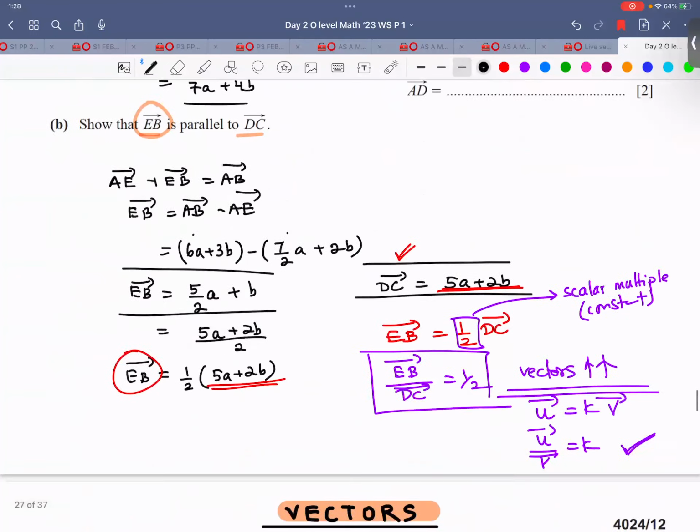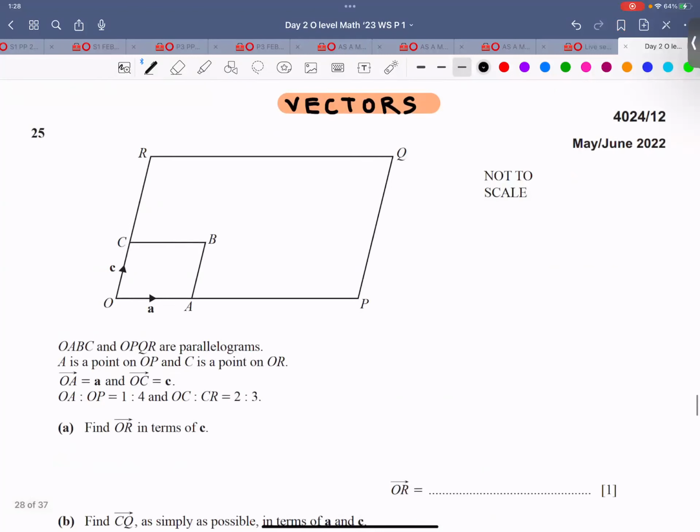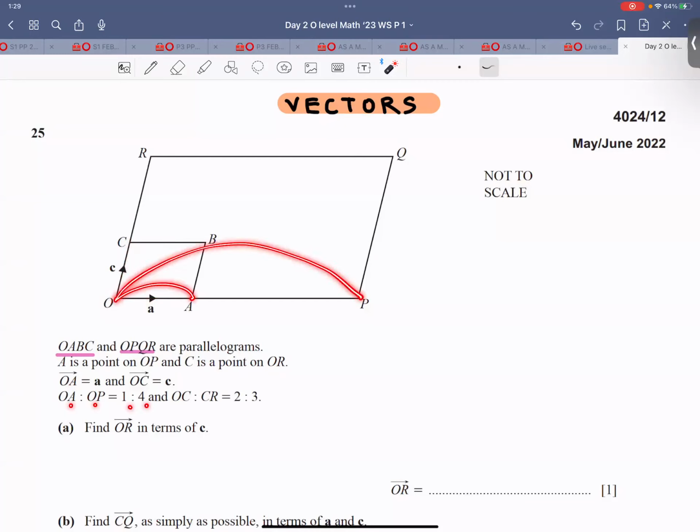Let me move to this question. Now it's again about vectors. The question says OABC and OPQR are parallelograms. A is a point on OP, and C is a point on OR. OA is a, that you can see. OC is c, that you can see. OA is to OP is 1:4.